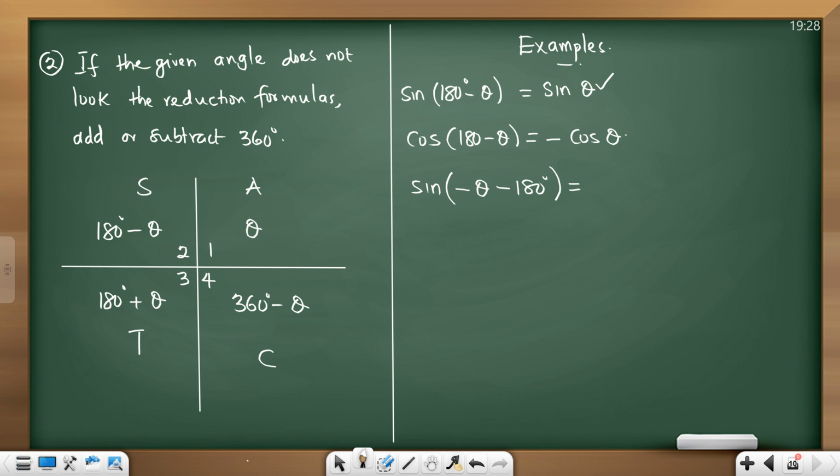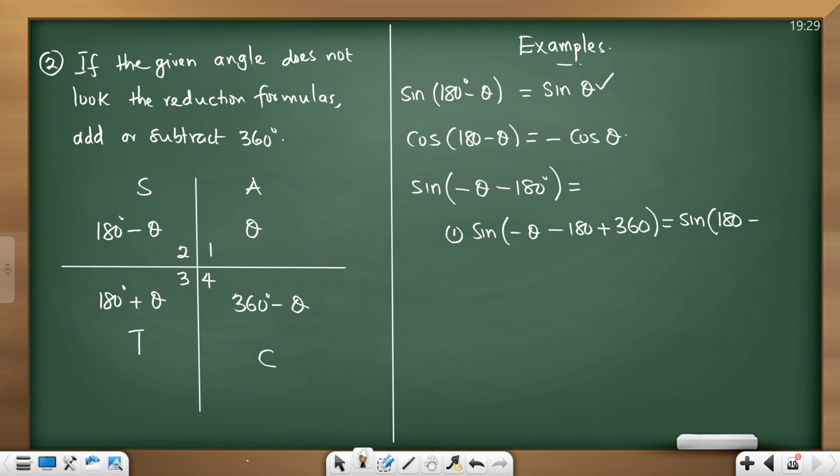Does it look like anything? Can we find this in the quadrant? No, we cannot. I'm going to do this in two ways for you. Way number one: if the angle does not look like the reduction formula, add or subtract 360. Now, this is a negative angle. Please look at this. I want to teach you all the methods. I'm going to add 360. What will this give you? What is 360 minus 180? That's positive 180.